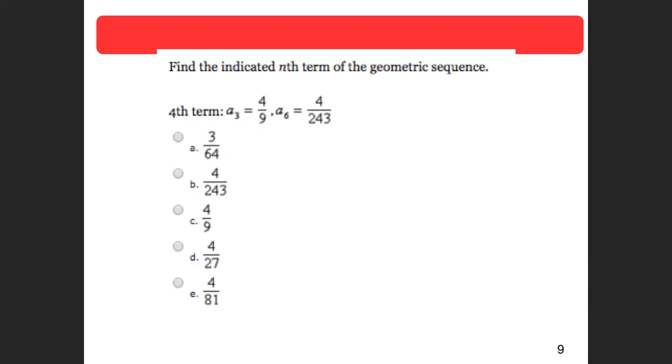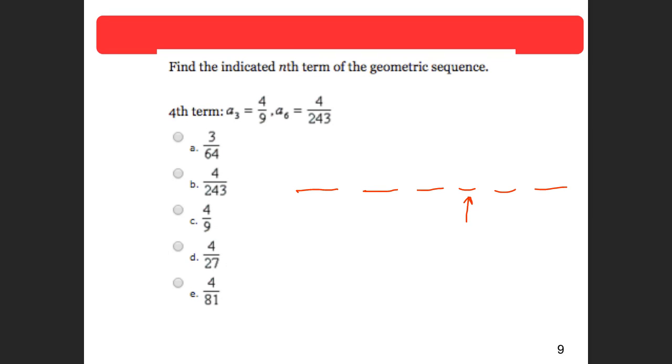It says find the indicated nth term of the geometric sequence. They want the 4th term. Okay. Now this is probably the hardest problem on the practice, I think. But this is how I would do this problem if I thought about it. I'm looking at this, and it's like I want the 4th term. So I have 1, 2, 3, 4, 5, 6. So I want this term.